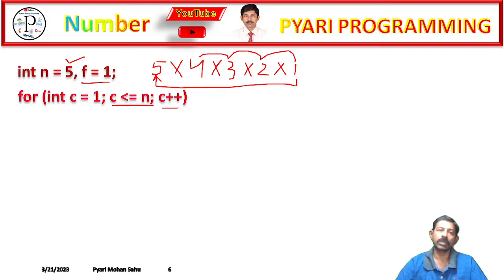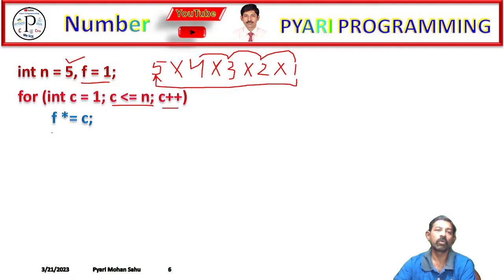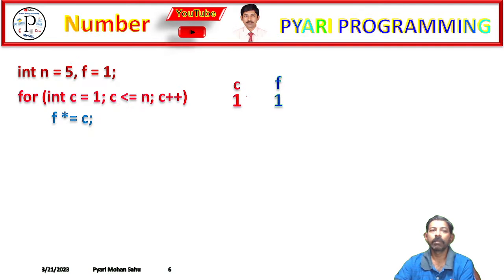अंदर मुझे क्या करना है? बस प्रोडक्ट निकालना है. F is equal to F into C. कैसे? थोड़ा चेक कर लेते हैं अभी ड्राई रन में. Now initially my C is 1, that is the loop variable. C is 1. F is initially 1. After that, I am getting inside. C is less than equals to n. True, because 1 is less than equals to 5, it is true. So that means I will get into the body. F into C, 1 into 1 is your 1, will be stored in F only.